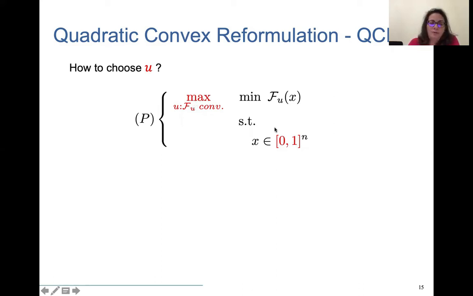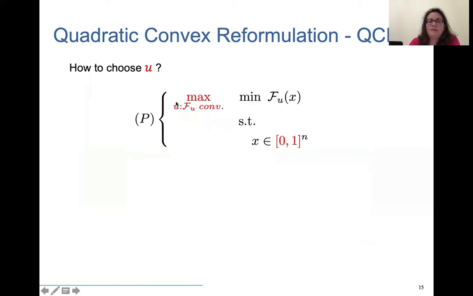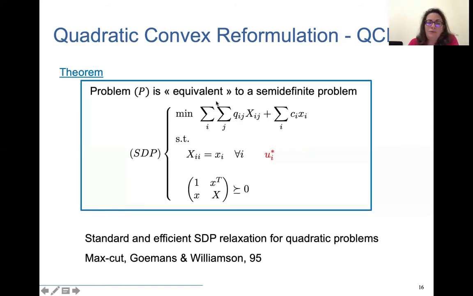And solving problem P was proved in method QCR. This is the essence of method QCR, quadratic convex reformulation. So it's to prove the theorem saying that problem P, this problem of finding the best vector U, you can find it from the solution of an SDP relaxation of problem P. This SDP relaxation is the easiest one.